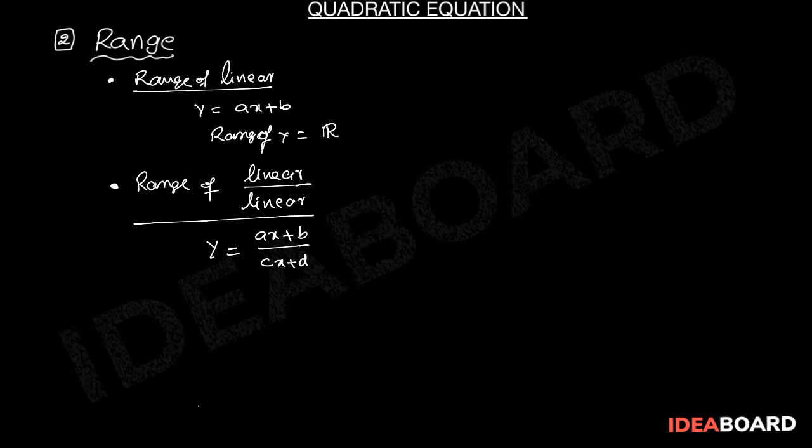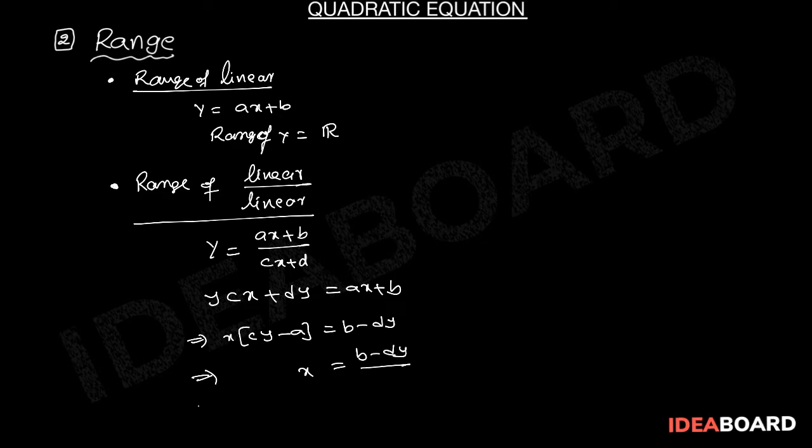So by cross multiplication we get y(cx plus d) equal to ax plus b. That implies x into (cy minus a) equal to b minus dy, that implies x equal to (b minus dy) by (cy minus a). Here y not equal to a by c. So range of y is the set of all real numbers minus the set a by c.